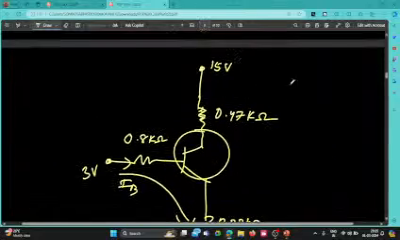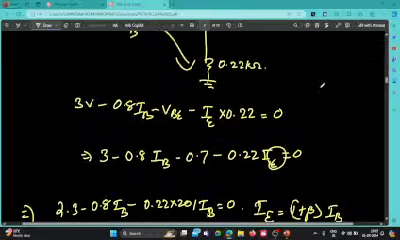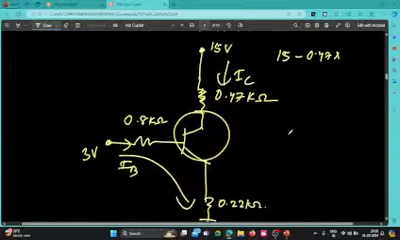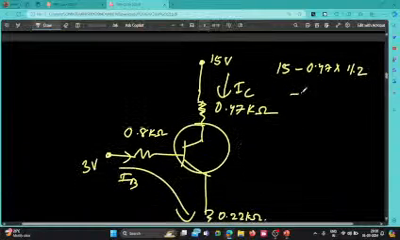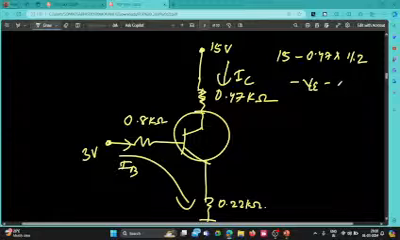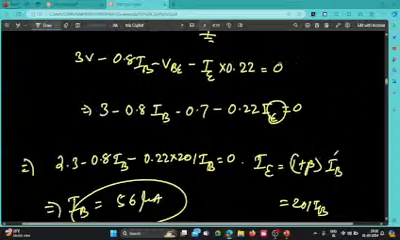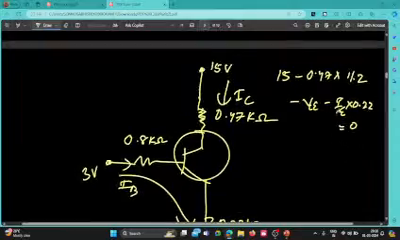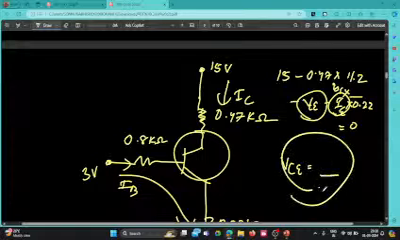Now what do we need? We need this circuit. You can write 15 minus 0.47 into IC. IC is how much? Because the current here is IC, right? So IC is 11.2 milliamp. Then minus VCE, minus IE into 0.22 is equal to 0, right? So IE we know, IE is again 1 plus beta IB. So 201 into IB. IB we know. So from there we can calculate VCE. Okay, I hope you understood.